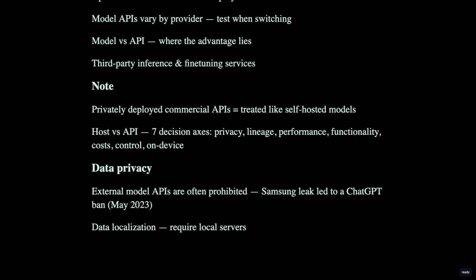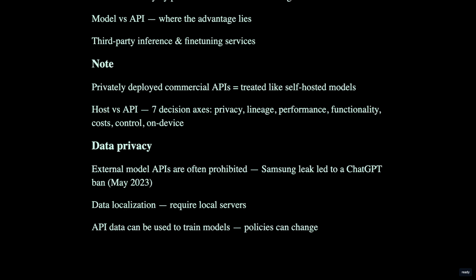Some countries legally forbid sending certain categories of data outside their borders. To serve those customers, a model API provider must run servers inside the country, which adds infrastructure, compliance, and operational complexity. When you send data to a model API, the provider might use that data to train their models. Many vendors say they won't, but terms of service can change. For example, in August 2023, Zoom updated its TOS to allow using service-generated data, like product usage and diagnostics, for AI training.